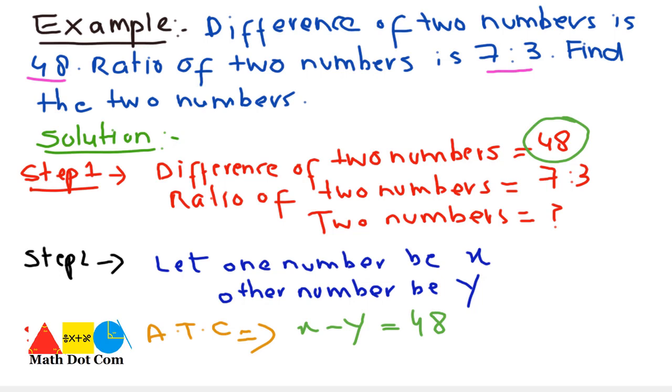The ratio of two numbers is 7:3. Then we can write the ratio of two numbers as x over y equals 7 over 3. So these are the two equations that are formed after applying the conditions given in the statement. This is equation 1 and this is equation 2.